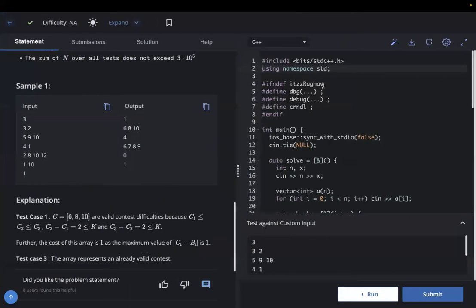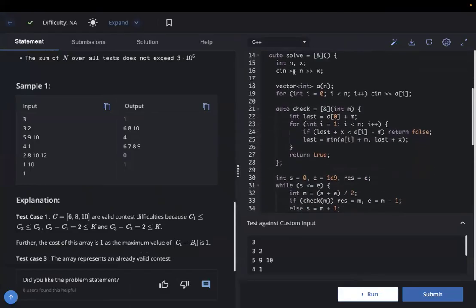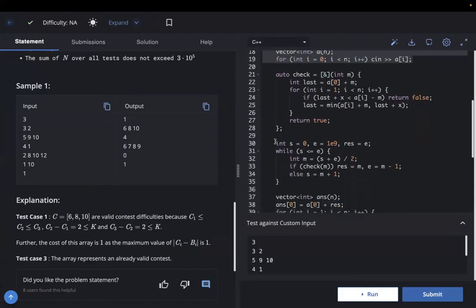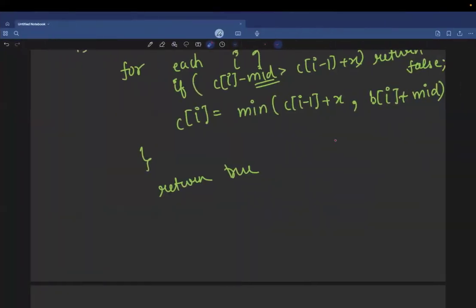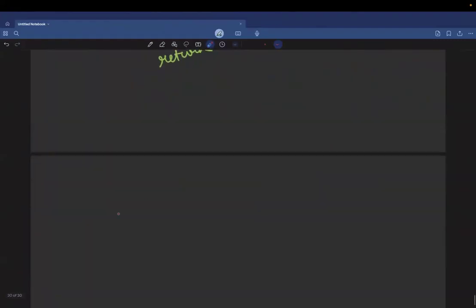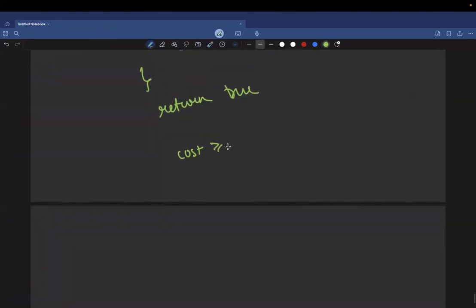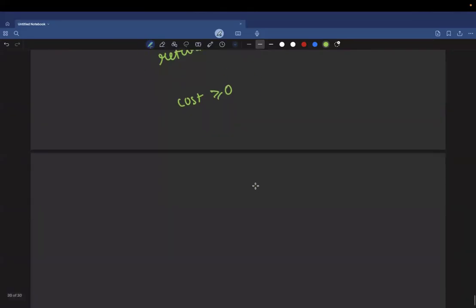So let's look at the code. In the code, first I took the inputs as usual, and this is the binary search code. I have set the start and the end ranges as 0 and 1e9. The reason is your cost can never be negative. Your cost would always be greater than or equal to 0, 0 in the case if the array is already balanced, and 1e9 is a very big value.